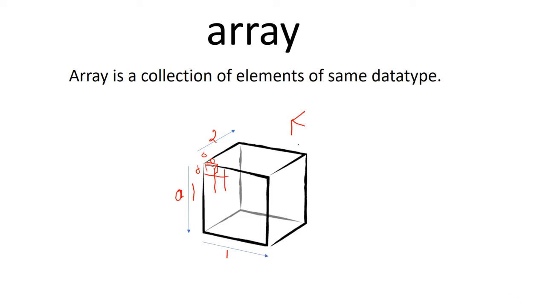So don't make it any harder than it is. Anytime you get a question, what is an array, it's a collection of elements of the same data type. That's it. Doesn't matter what kind of array it is, doesn't matter what dimension it is, that's the definition of an array. And it's fundamental to everything we're going to do going forward.